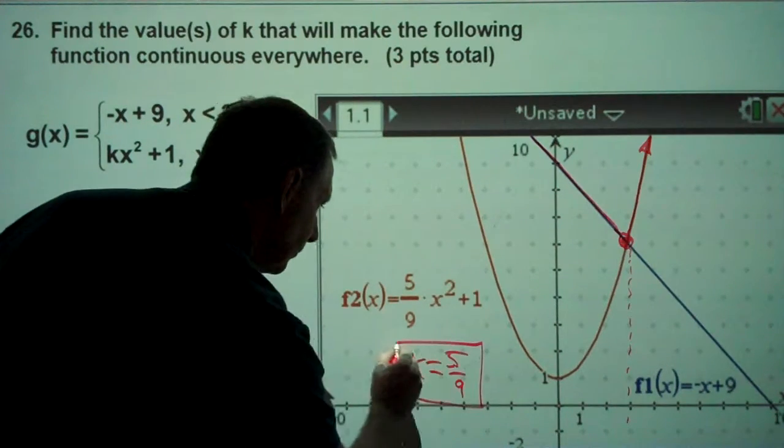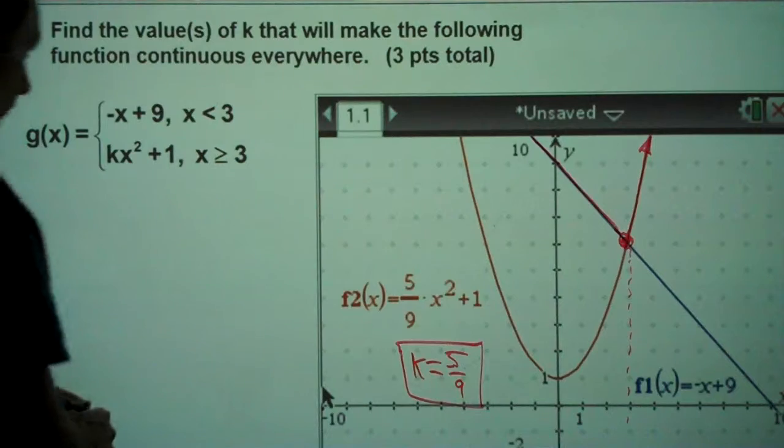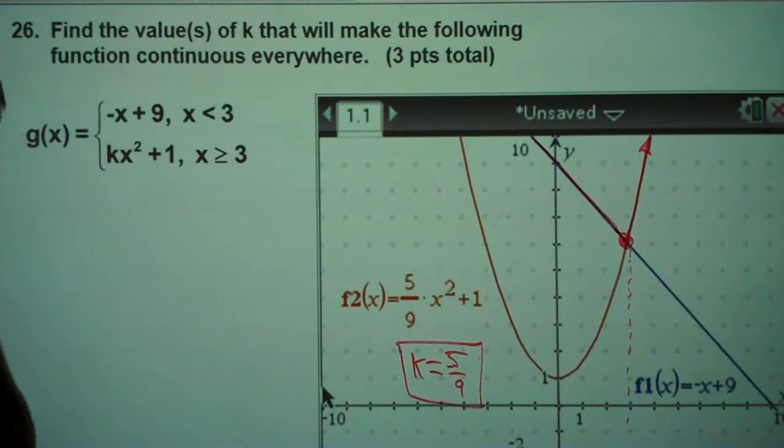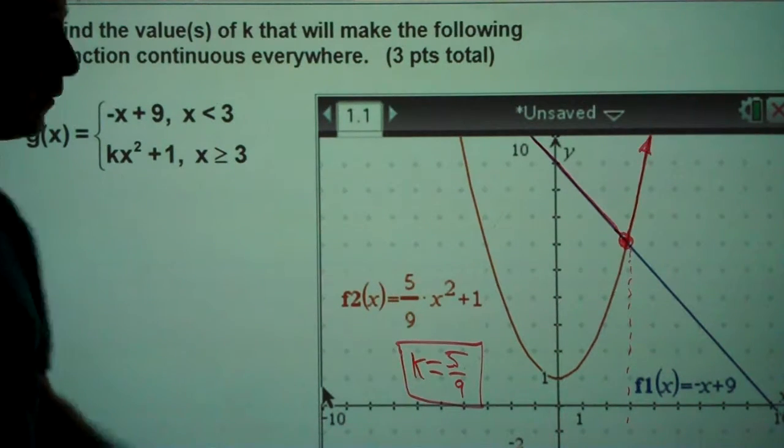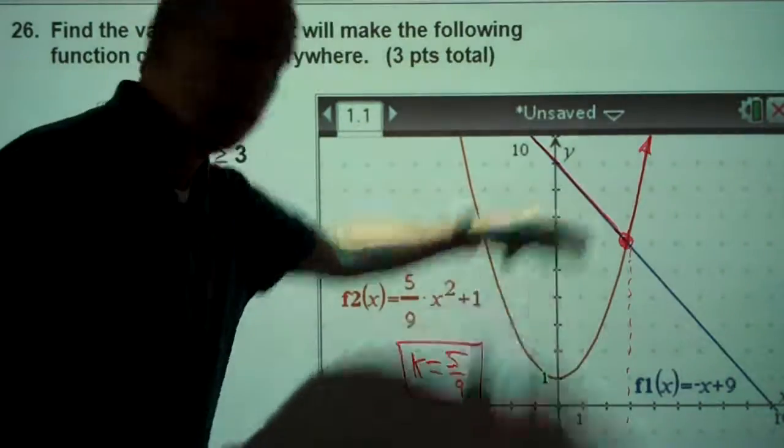So that's our problem, finding the value of k so a piecewise function is continuous and using vertical compression to do so.